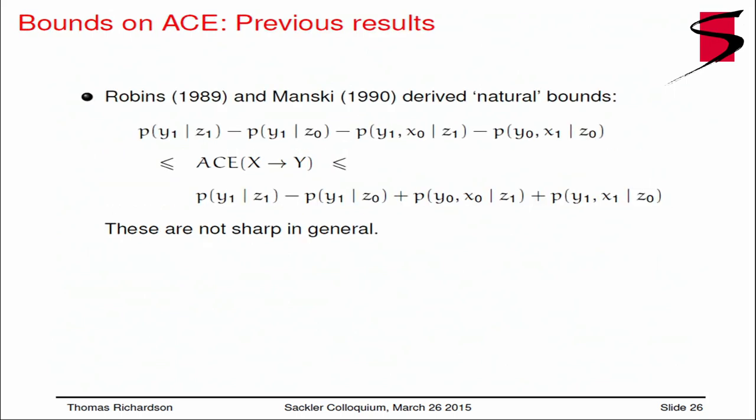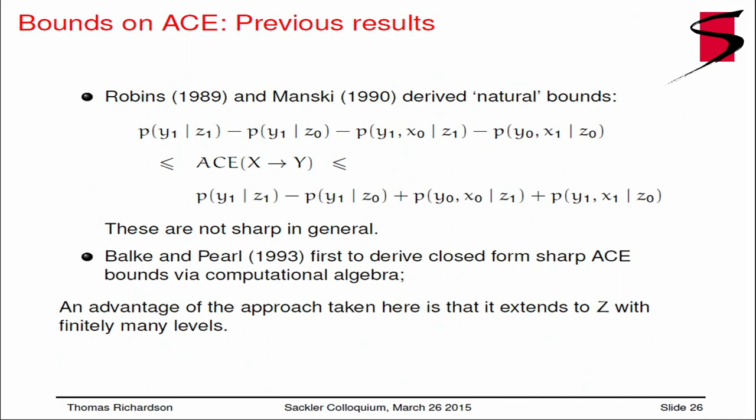Okay, so just a little bit of earlier literature, Robins and Manski derived bounds for this kind of problem where Z was randomized. The initial bounds were not, in general, sharp. Balke and Pearl then were the first to derive closed form sharp bounds for this problem via computational algebra.